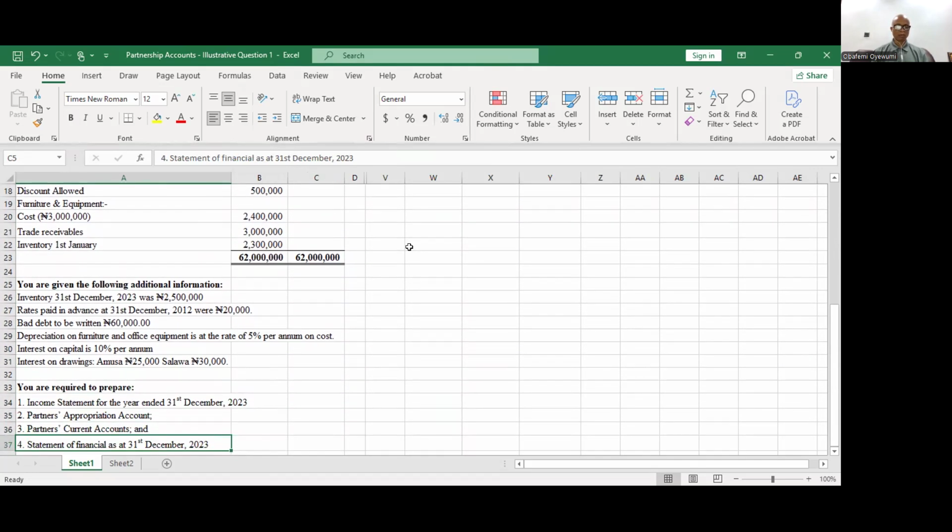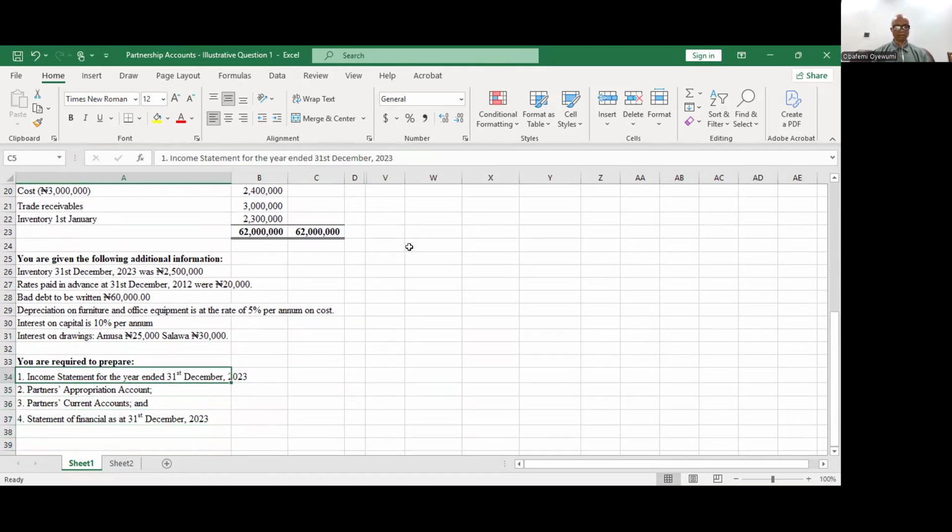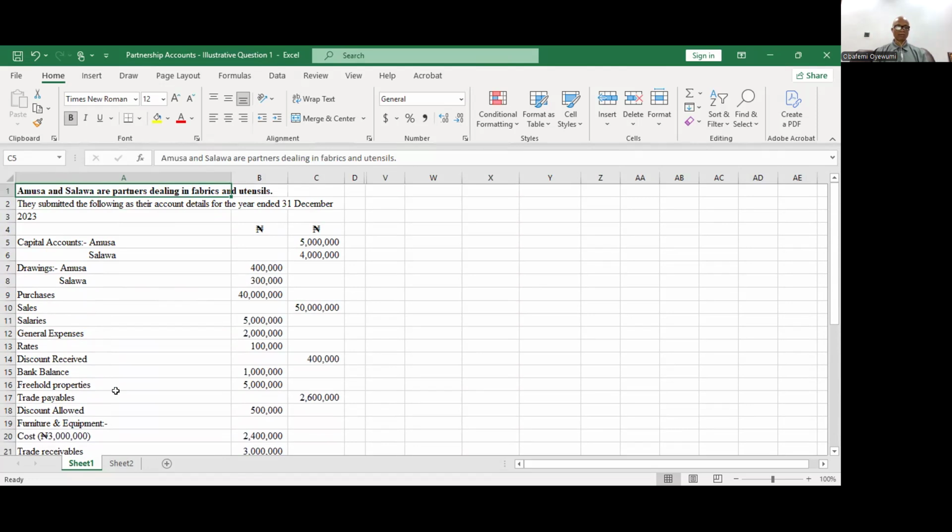Okay, so what are we meant to do? Prepare the income statement for the year ended 31st December 2023, and the partners' appropriation account. Of course, in the last class, we dealt with the appropriation account. Then we're going forward now to talk about the partners' current account, to see how we can bring it together and join it with the others. And then we have the statement of financial position. That's what we have there. So let's move forward.